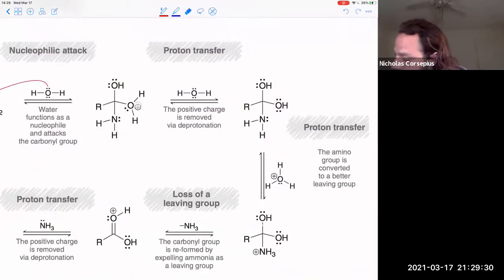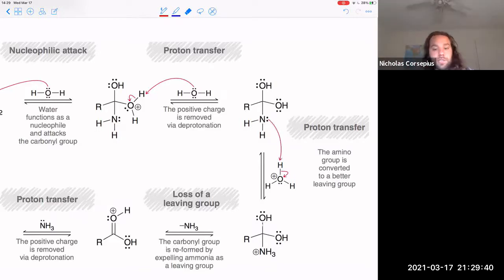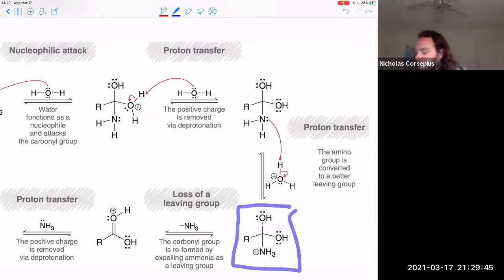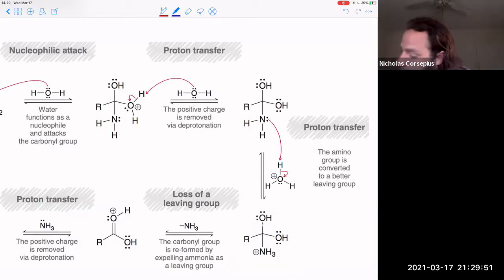So the book has this done in 2 steps. The first thing you're going to do is deprotonate this oxygen, right? Convert it into a bad leaving group. Next, you're going to protonate that nitrogen, converting it into a good leaving group, right? So here is our tetrahedral intermediate that has what we want. It's going to kick off that nitrogen because that's currently the best leaving group. You could do it in these 2 steps.